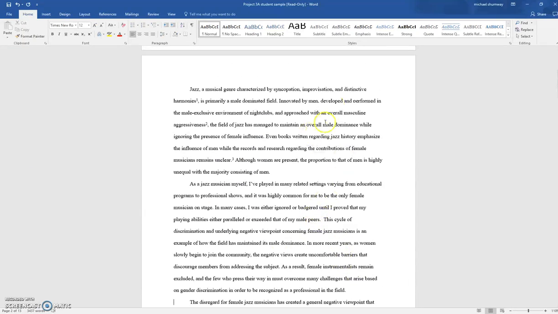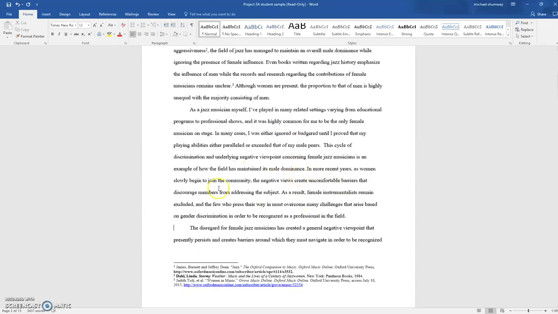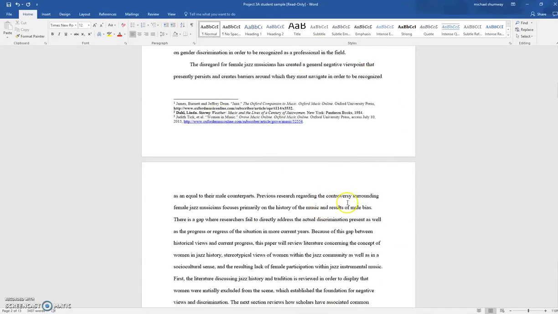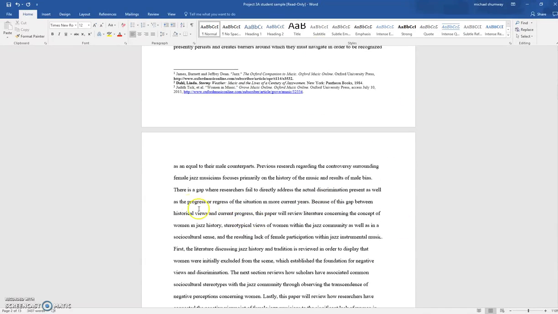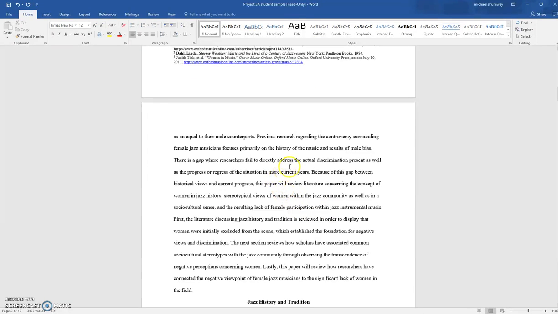And so in other words, here's what the problem is, here's my personal stake in it, here's why this is important. So there's a gap where researchers fail to directly address the actual discrimination. And then this is a really important pivot. Because of this gap, so in other words, this person has looked at the research and noticed that there's not a lot of discussion about this.